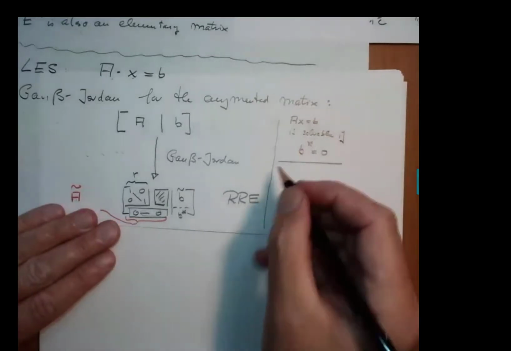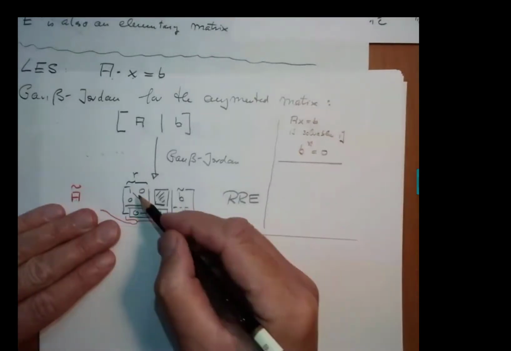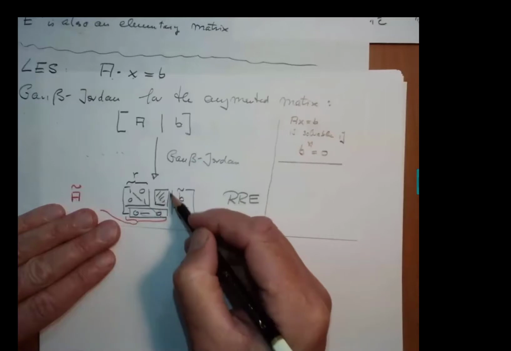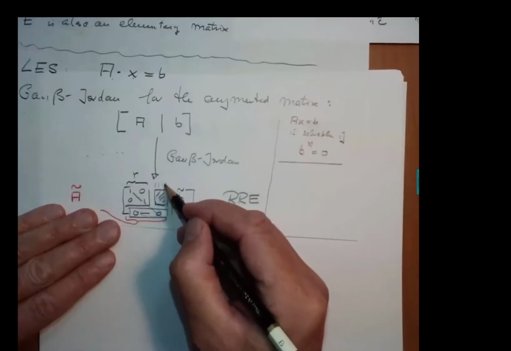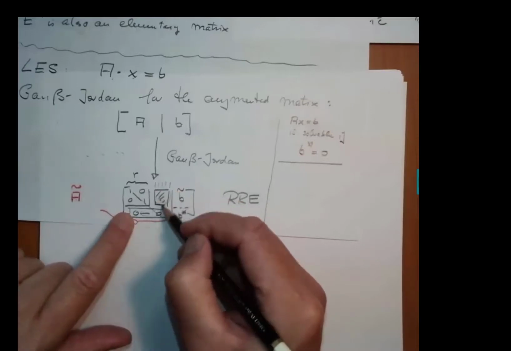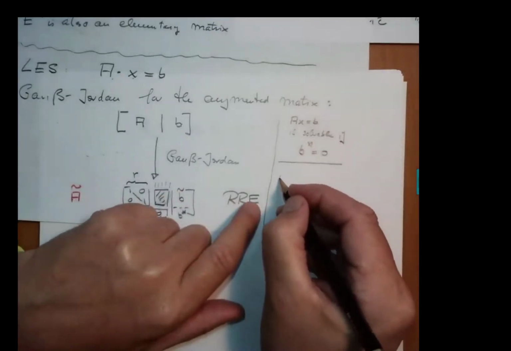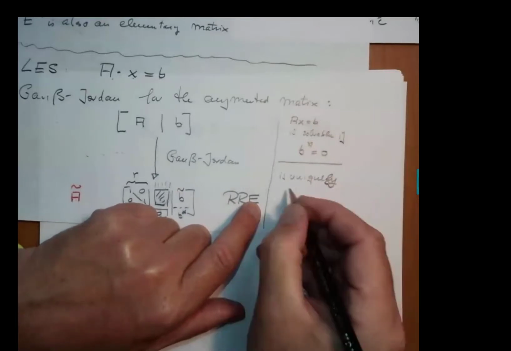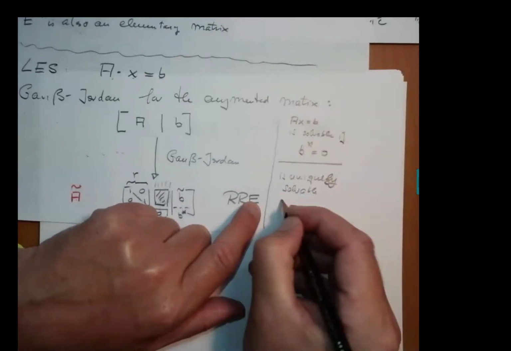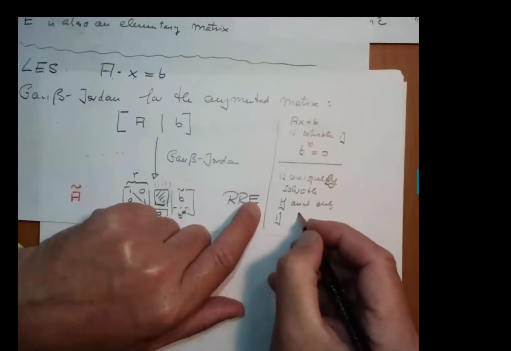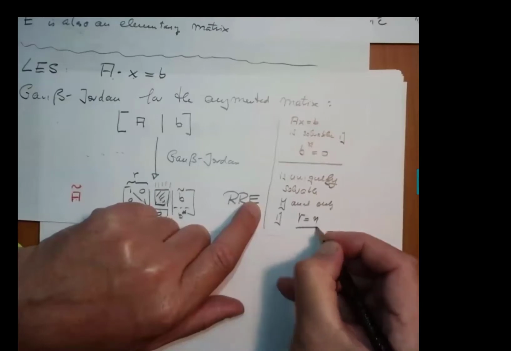And it is uniquely solvable if R is equal to N, if the ones go all the way, so we don't have this block, because remember, for every non-leading one variable, we get a parameter. And it's uniquely solvable only if we have no parameter, which means this block must disappear. So it is uniquely solvable if and only if R is equal to N.